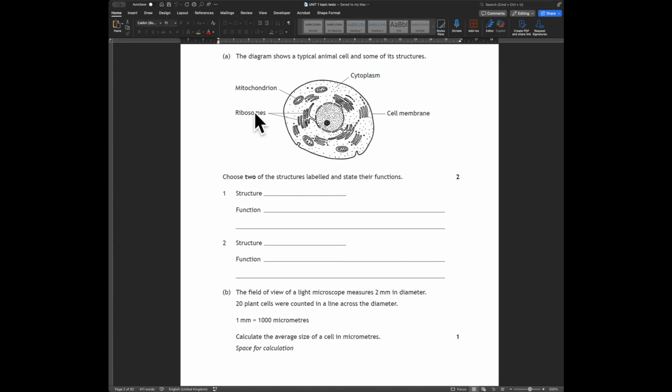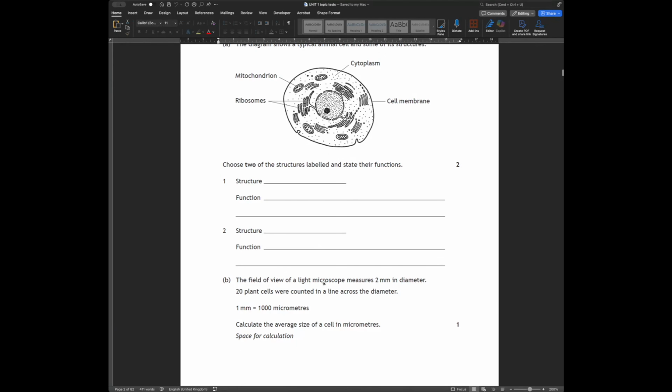The ribosomes, if you chose them, they are the site of protein synthesis. The mitochondria is the site of aerobic respiration. The cytoplasm is the site of chemical reactions, and the cell membrane is the structure which controls the entry and exit of substances. Okay, it controls the entry and exit of substances.